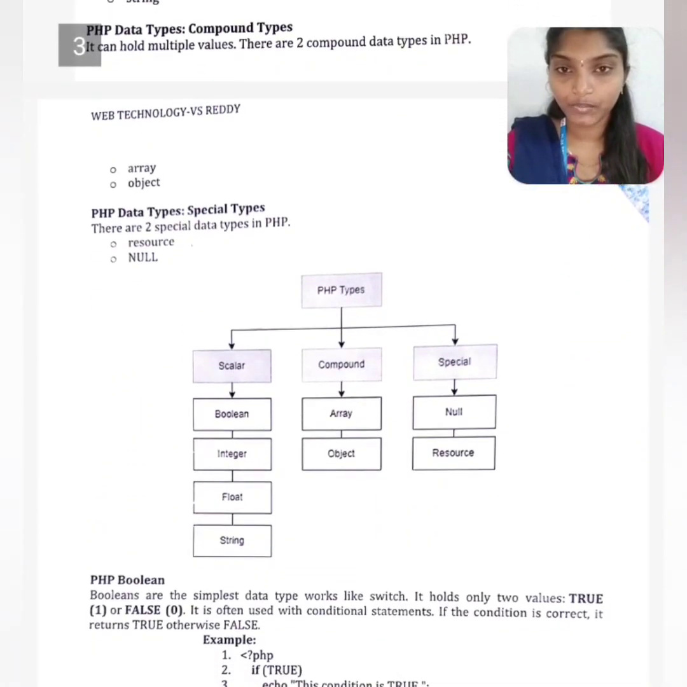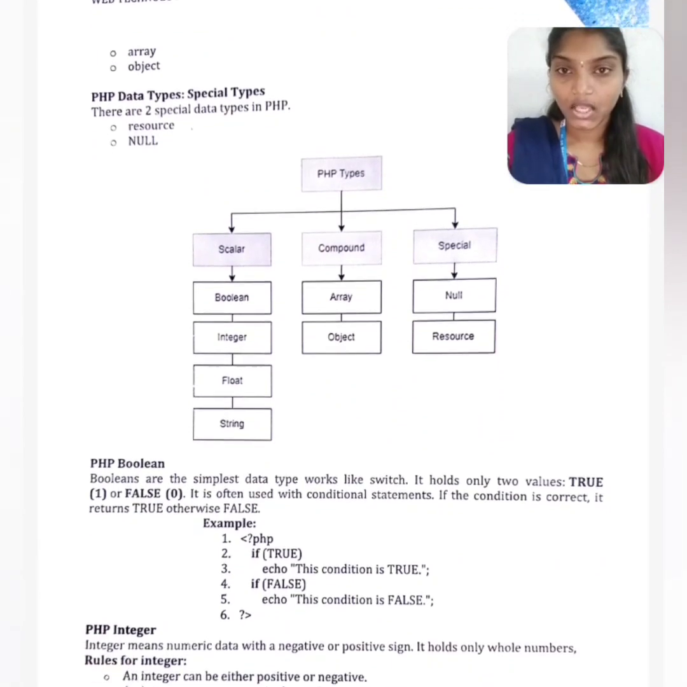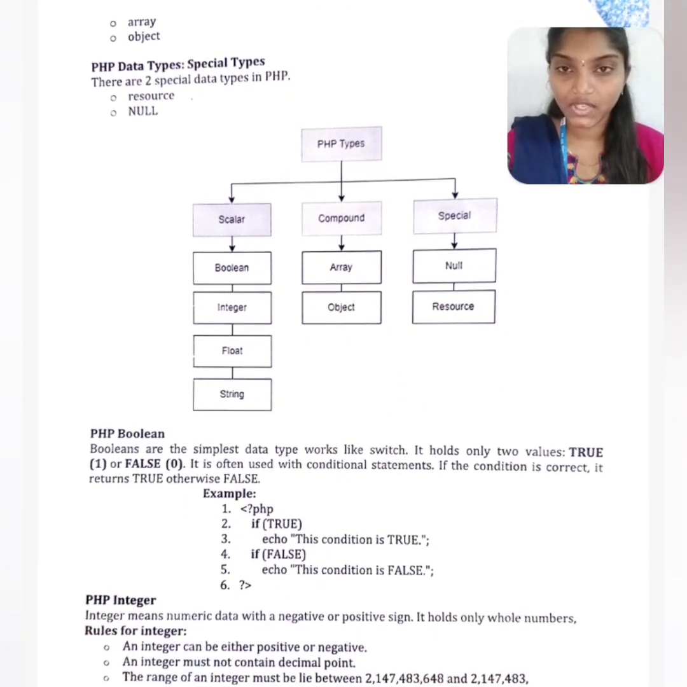PHP data type is special types. There are 2 special data types in PHP: resource and null. PHP types contain 3 types: scalar, compound, special. In scalar there are 4 types: boolean, integer, float, string. Compound can contain 2 types: array, object. Special can contain 2 types: null, resource.